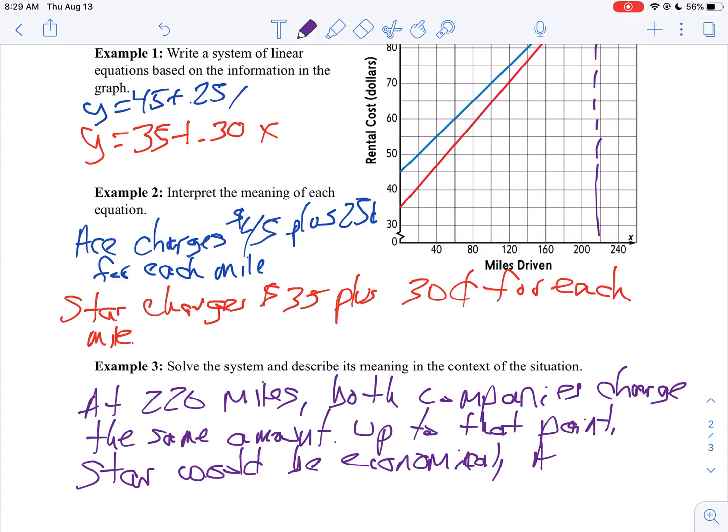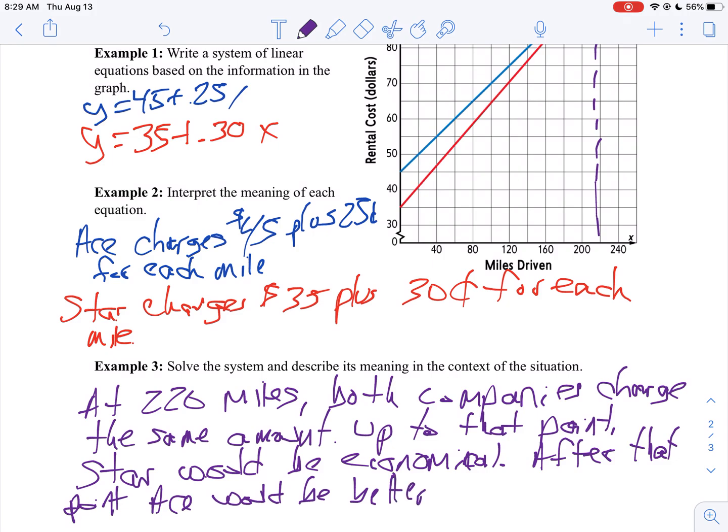After that point, Ace would be better. So if you're going to rent a car and take a long trip, you would want to go with Ace. If you're going to rent the car just because you need it for in town, then Star would be the best case.